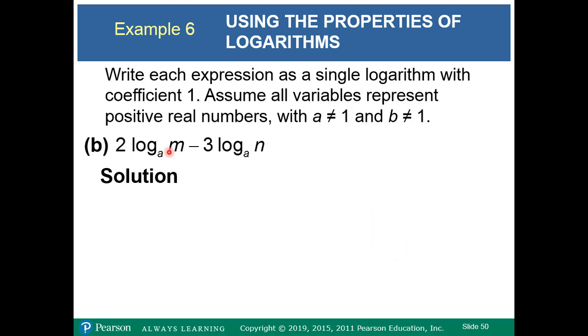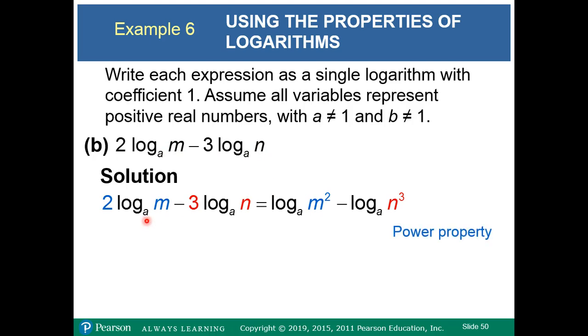Okay, what about this one? So now we've got a 2 here and a 3 here, so these are going to go back up as exponents, and then the minus sign means we're going to take the quotient of the arguments. And so here's what we have, right? So this becomes this, and then now we're going to deal with the difference or the quotient property. And we get the final answer is this. So we got a 1 log, and we're done.